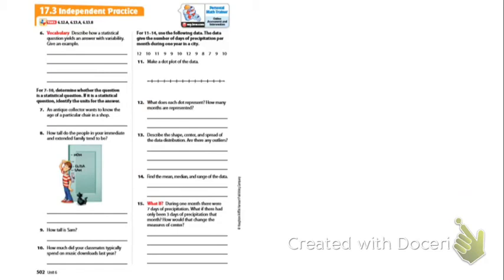Alrighty. So let's go, please. Number 6. They're asking y'all, describe how a statistical question yields an answer with variability. Give an example.